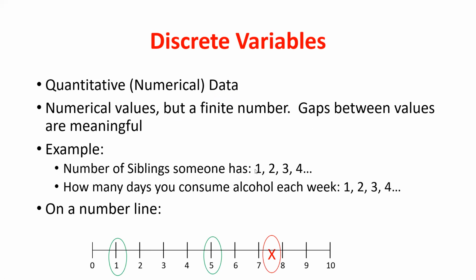Typically, in almost every example we'll look at, the gaps mean we can only see the integers. So questions like the number of siblings you have: 0, 1, 2, 3, 4. How many days you consume alcohol each week: 0 through 7. You can't see 2.5 or 3.19. We can only see the integer values as responses to these variables.